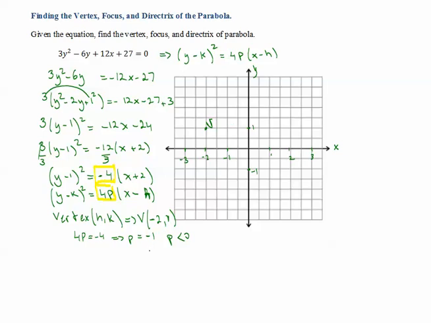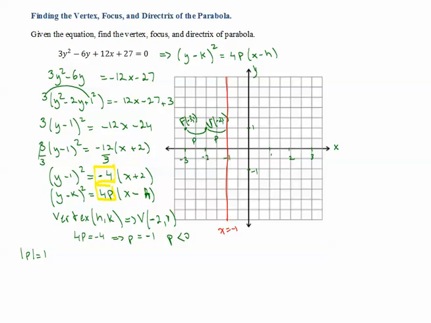Now for the focus, since the absolute value of p is 1, the focus is 1 unit away from the vertex, so right here, which in our case is negative 3, 1, and the vertex is minus 2, 1. The directrix is also p, 1 unit away from the vertex. So here is the directrix, x equals minus 1.